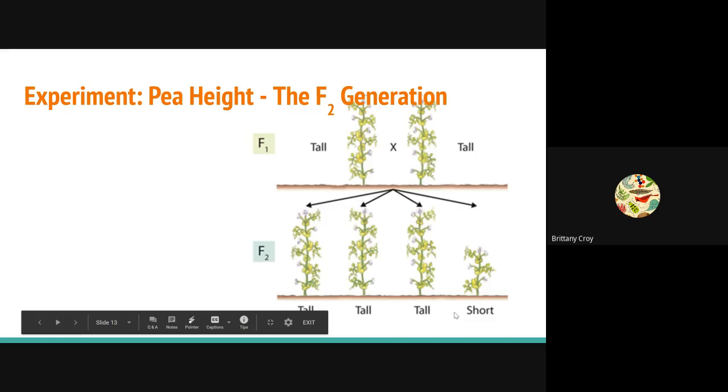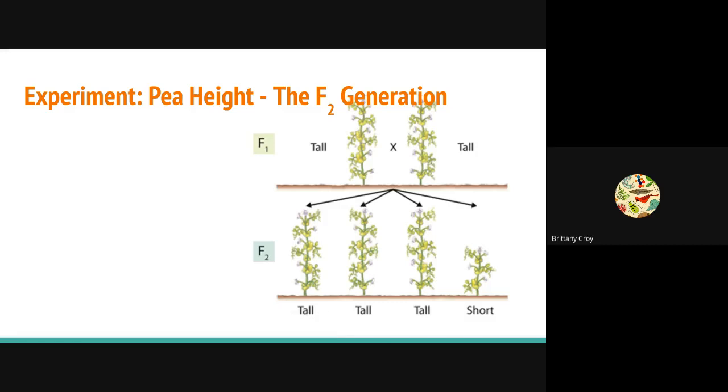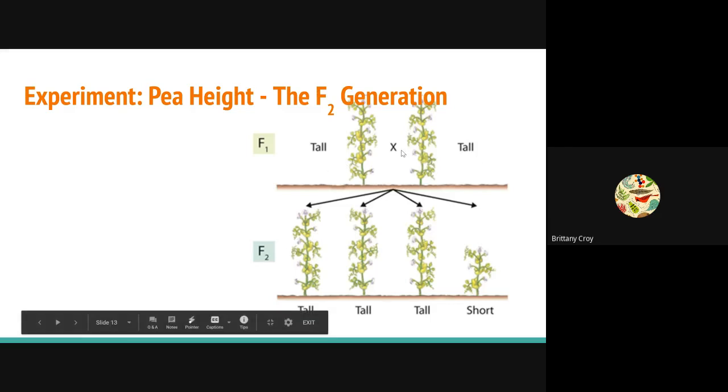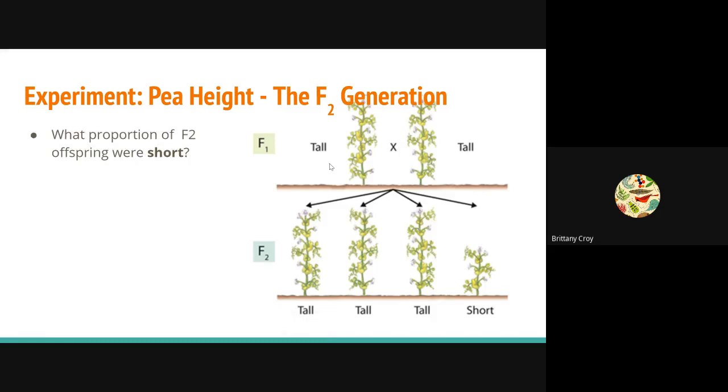This shocked Mendel. I'm sure he thought he made a mistake, and then he redid the whole experiment, because how could you have two parents who are both tall, and then you cross them, and you somehow have an offspring that doesn't look like the parents? That's very weird. What proportion of them were short? 1 out of 4. What proportion were tall?